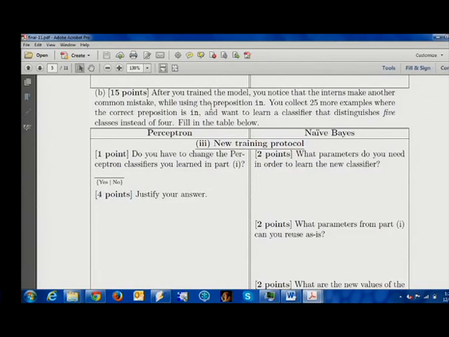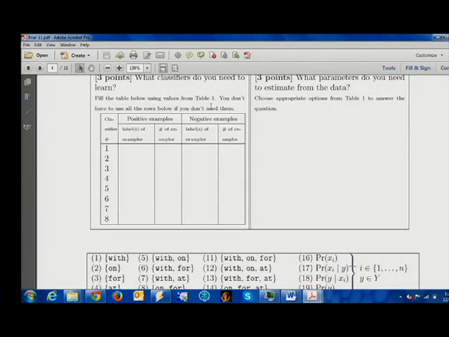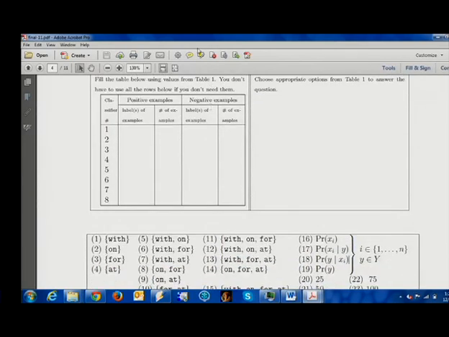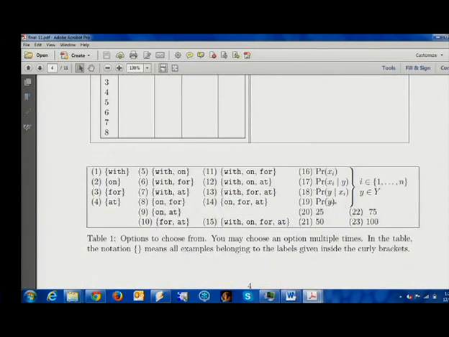Okay, so if we look at the parameters here, we need again, as we said, the P of y. What is P of in now? Now it's 1/5. We have 125 examples, 25 of them. What happens to P of with? We need to change, right? Because before it was 1/4, now it goes down to 1/5. So we need to change the priors.